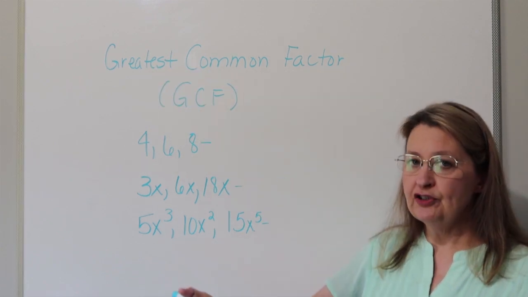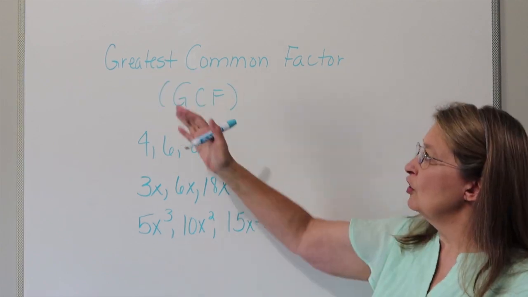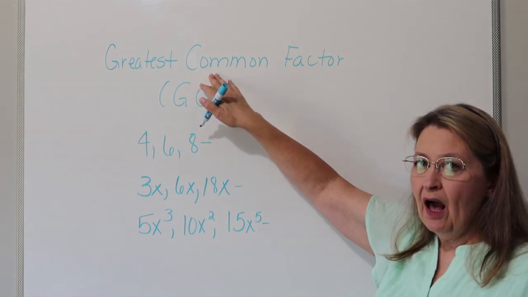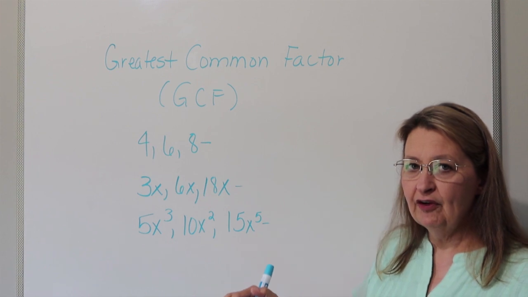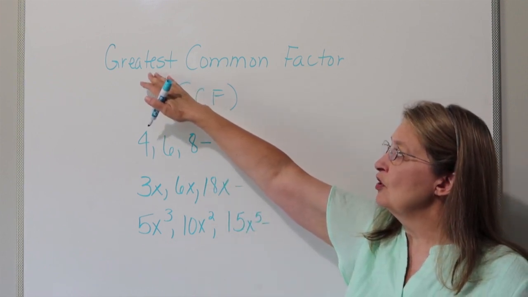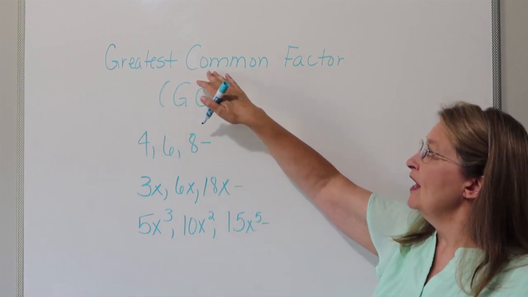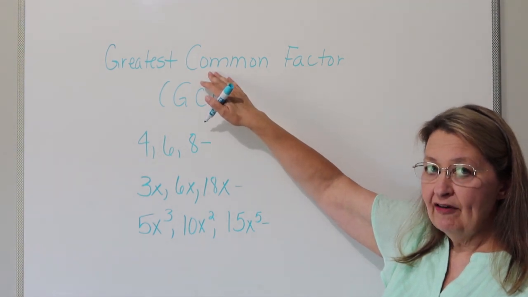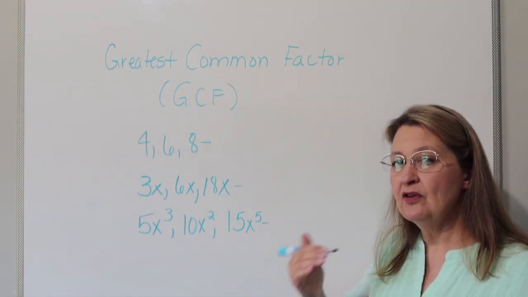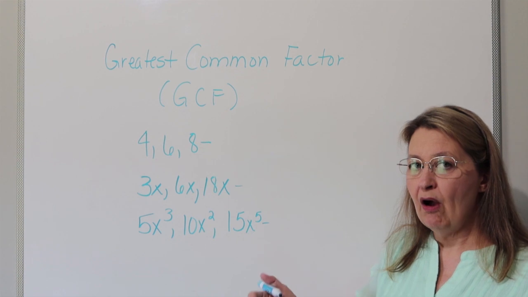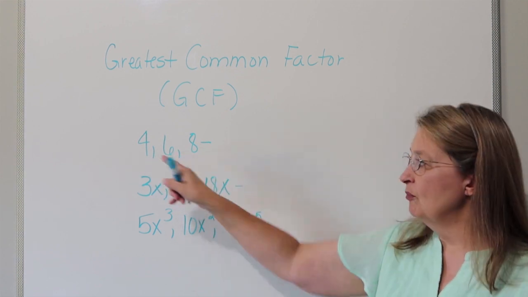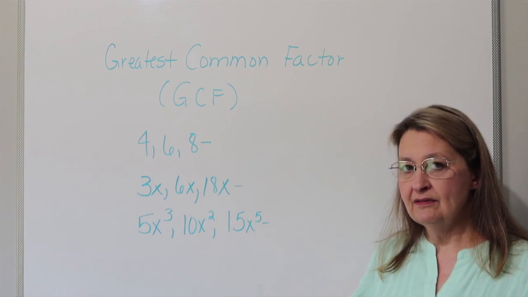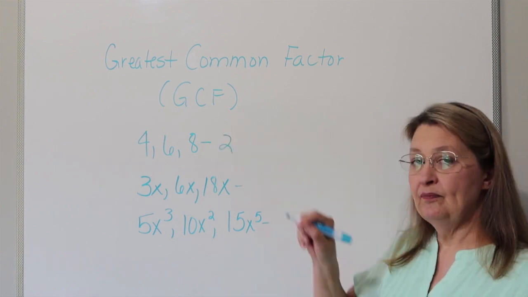Greatest means the largest, the biggest. What does it mean to be common? Well, everyone has it. If something's common, then everybody has that. So this is the largest number that all of the numbers have as a factor. So the largest number that goes into all of these. For example, 4, 6, 8. What is the largest number that goes into all three of these? It's just going to be 2.